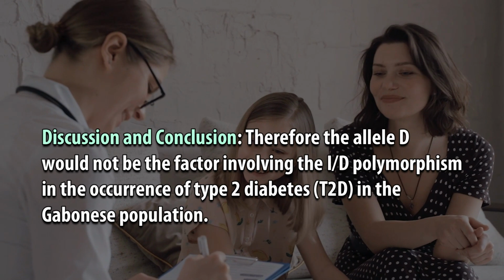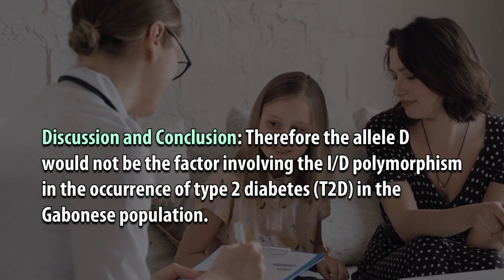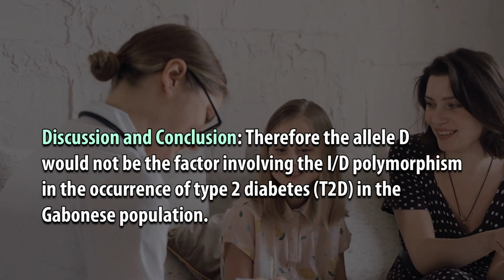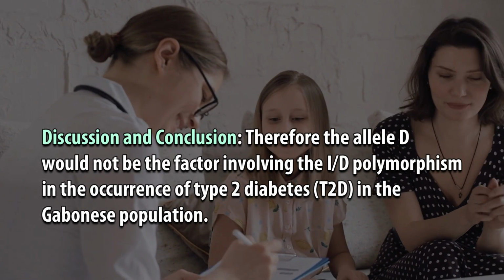Discussion and conclusion. Therefore, the allele D would not be the factor involving the ID polymorphism in the occurrence of type 2 diabetes, T2D, in the Gabonese population.